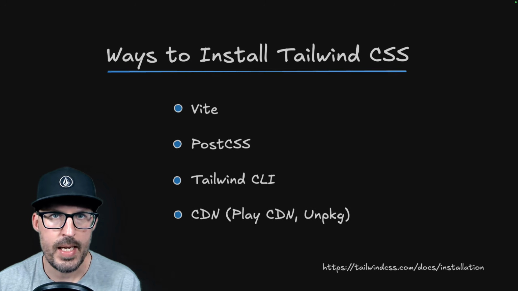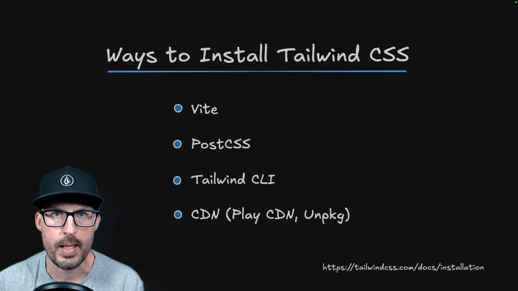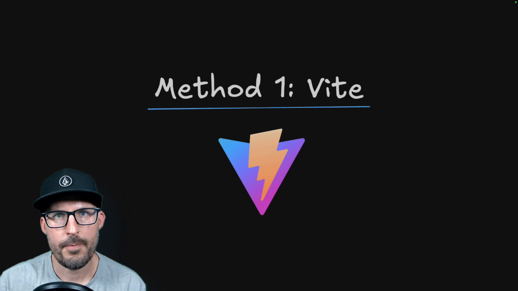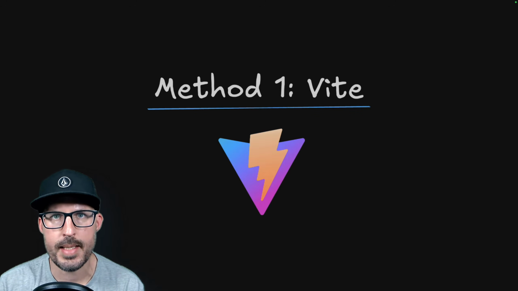So we can either use Vite, which is a build tool for front-end projects. We can use PostCSS, which is a library for transforming CSS via JavaScript. We can use Tailwind's own CLI, which allows us to work with Tailwind in a wide variety of different projects, or we can load the Tailwind library, and this would be the entire library, from a CDN like Tailwind's own Play CDN, or a more common CDN like Unpkg. Now, you can find more information about all of these installation methods at tailwindcss.com/docs/installation.